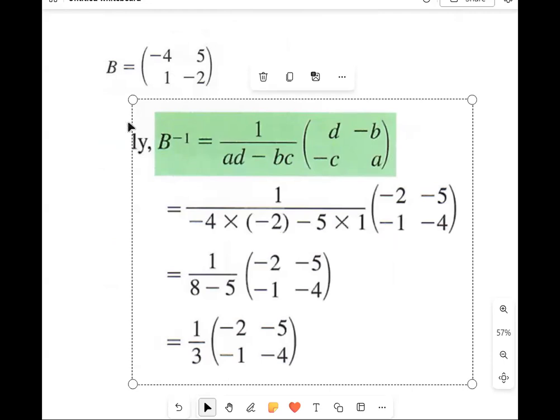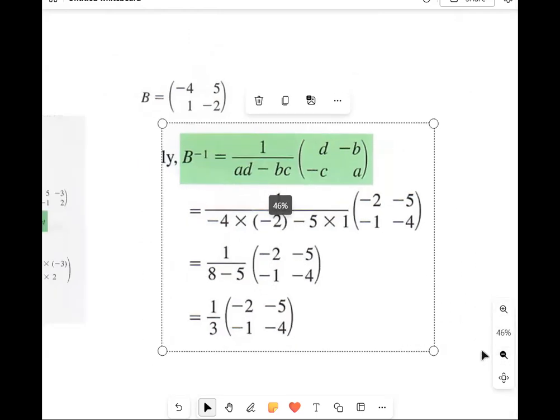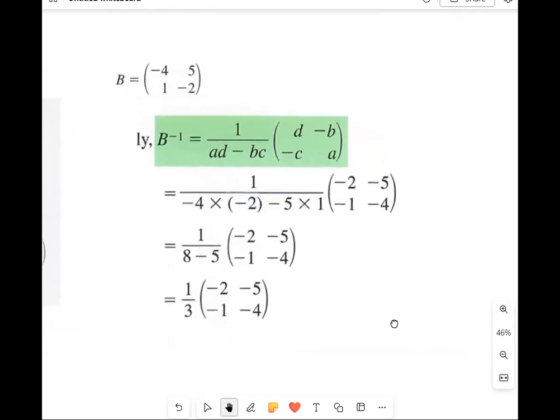So B inverse is equal to 1 over the determinant times the adjoint of B, or B adjoint, however you want it. So you can do all the calculation at one time. 1 over AD minus BC, you do it right here. And then you just swap around minus 4 and 2 and change the sign on 5 and 1. You do it all right here. And you simplify and you get this. And you can now multiply that out to give you what? You get a horrible looking fraction.